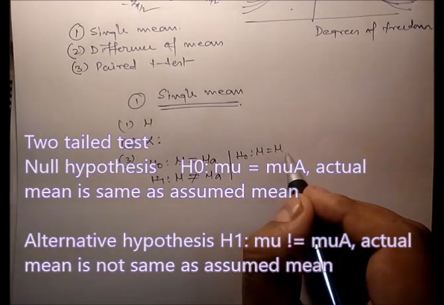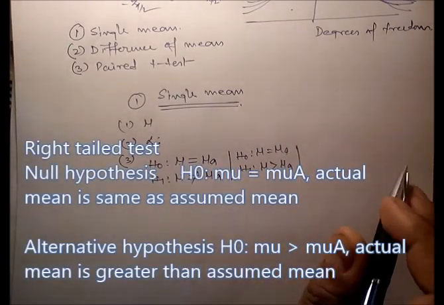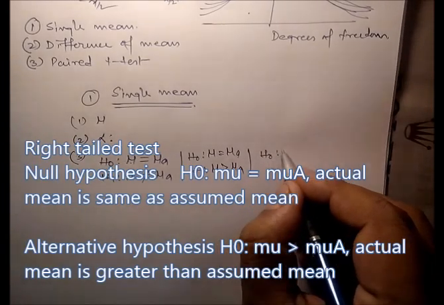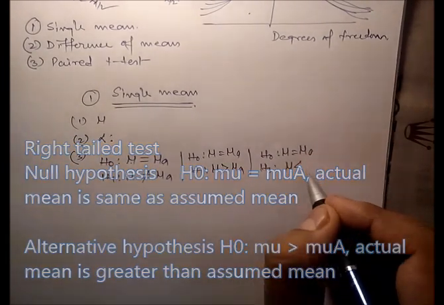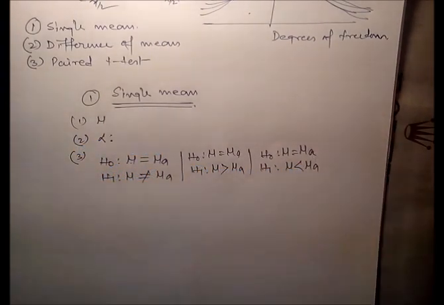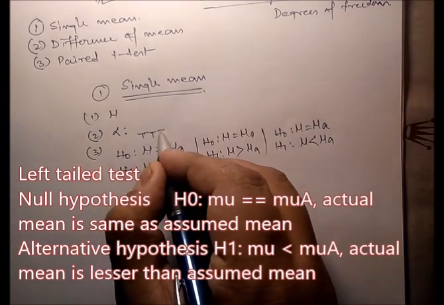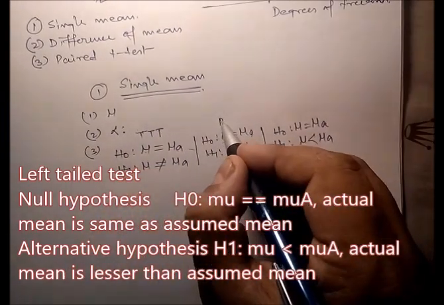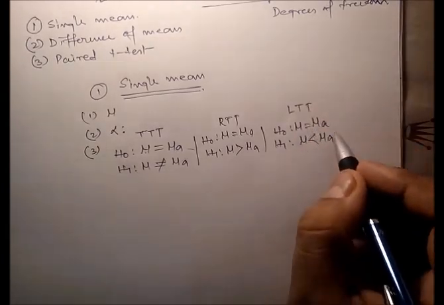Mu is equal to mu a, mu is greater than mu a, mu is less than mu a. Clear? So for the two-tail test we use this particular one, for the right tail test we use this one, and for the left tail test we use this one.